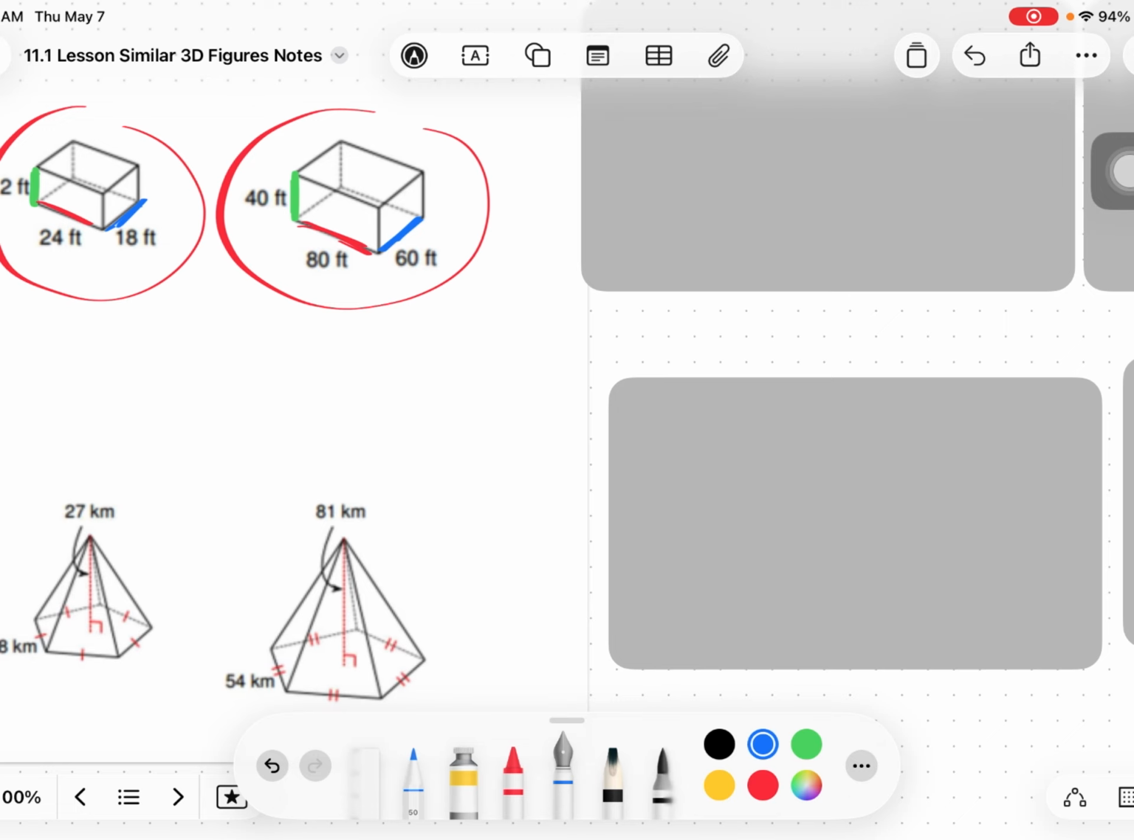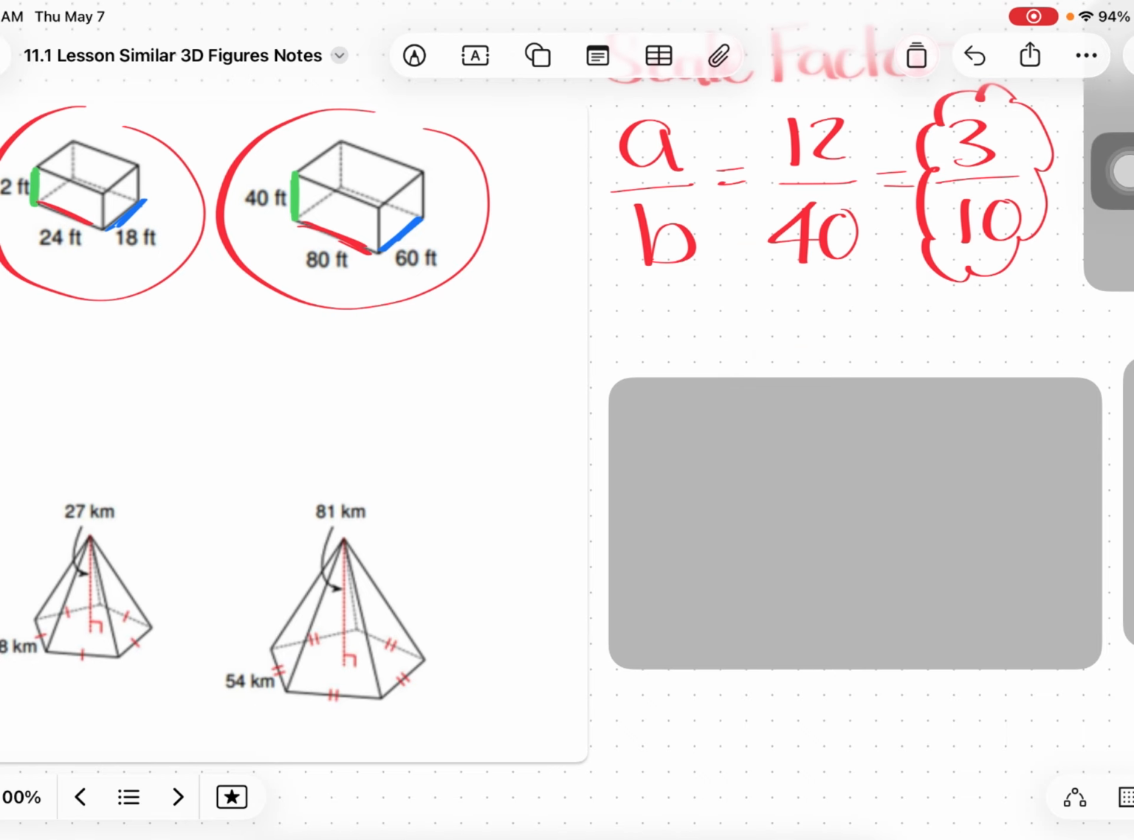And I'm going to do mine as the small on top and the big on the bottom. You could do it the other way around if you want to. Neither is more correct. I just like to put the small number on top because I think that it's more aesthetically pleasing to our eyes to see a fraction that has a smaller number on top. And so I can choose any of the dimensions I want to, the green height, the red length, or the blue width. And we can write a scale factor.